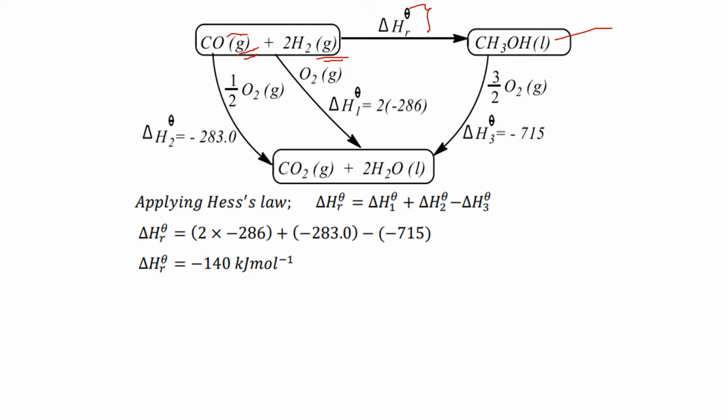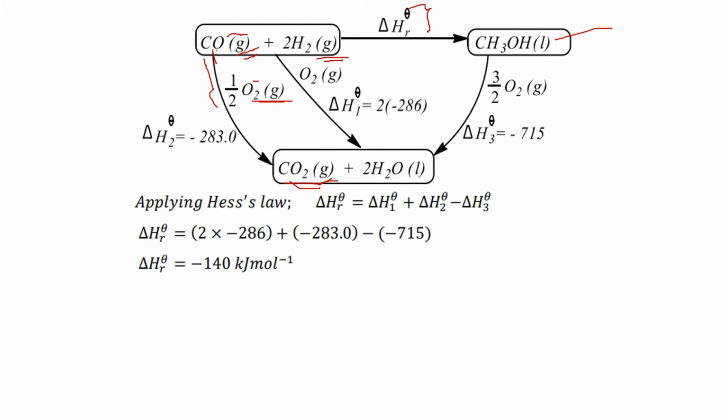Burning carbon monoxide in oxygen is what we call the standard enthalpy of combustion. For this reaction, the oxygen must be in its standard state, and the equation must be balanced. So when you burn carbon monoxide in oxygen, we get carbon dioxide gas, so we get gaseous carbon dioxide.